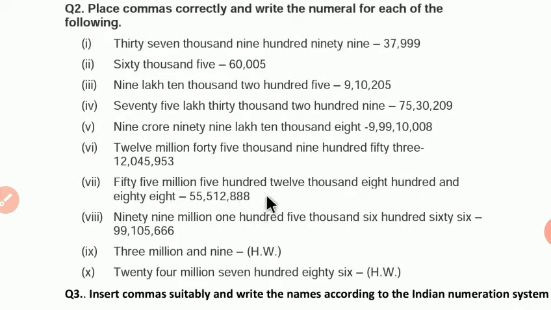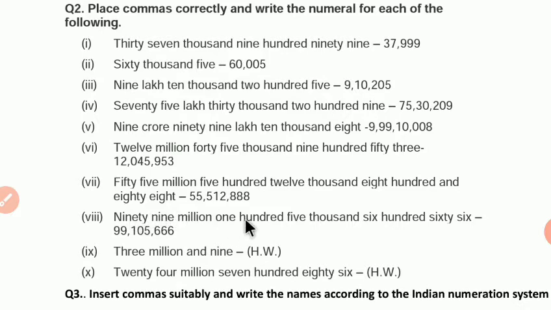Next one, 55,512,888. 55 million means 55, 512 means 512, 888. So 888. Now we will place the commas. Here you can see, here also it is given in million. It means international system. So we will place the commas after every 3 digits from the right. So 1, 2, 3, 1, 2, 3, then 1, 2.